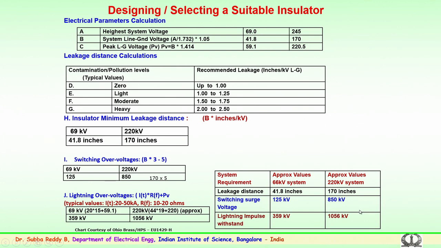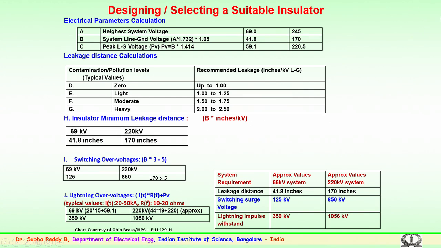So, now we come to the selection of a suitable insulator, how to design or select an insulator for electrical transmission at various levels before it is put into service. A thumb rule has been given here. The design consists of several aspects. As a thumb rule, just for understanding, I have given you the selection of a suitable insulator for the transmission system.